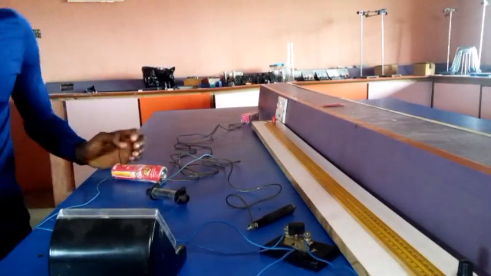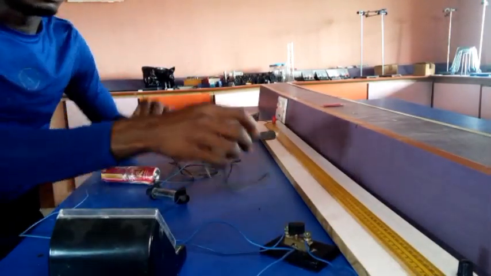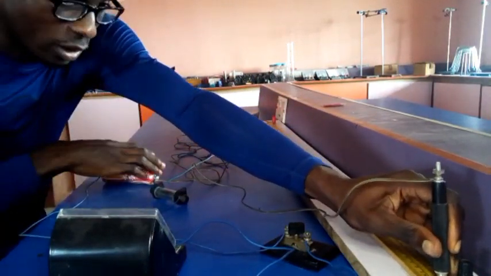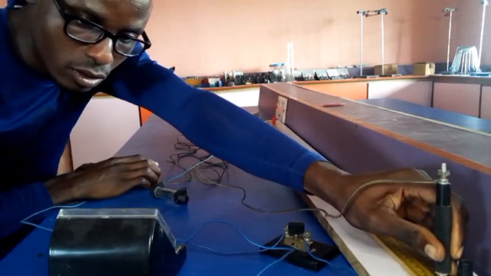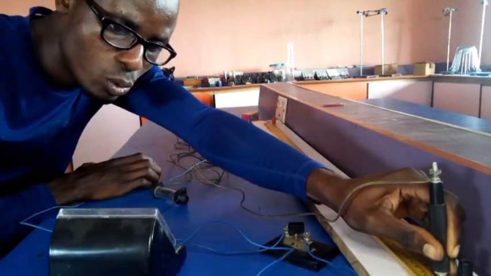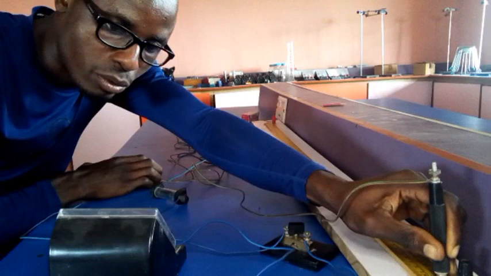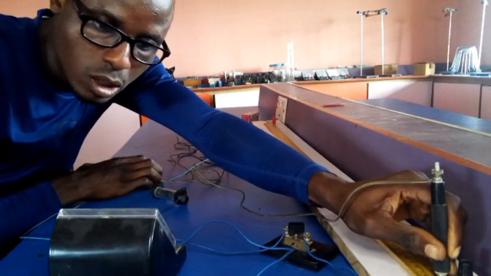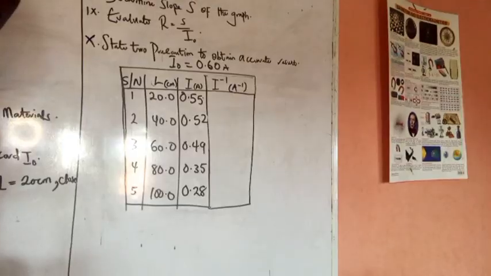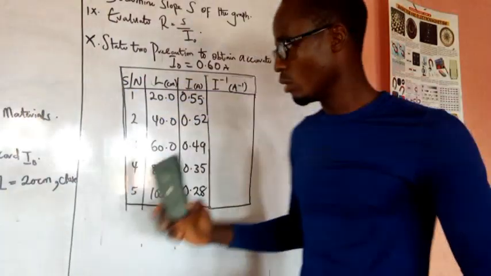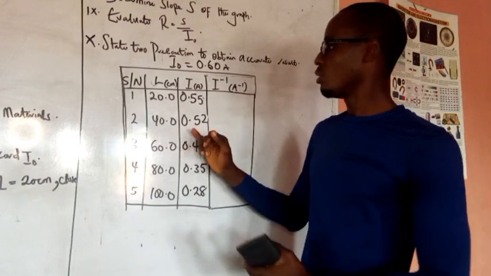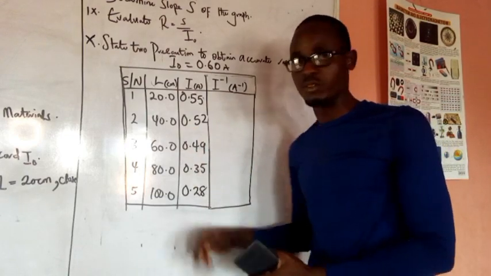So now, what next? Let's see what goes around with 100. So, and then, the key is closed. Okay, 0.2, let's say 0.28. Okay, 0.28. So this is our table now from the experiment, and we saw that at 20 we have 0.55 on the ammeter, we have 0.52, 0.49, 0.35 and 0.28.